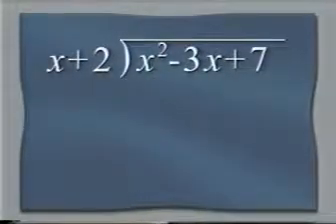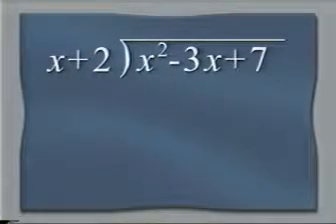We start with the highest powered term, and we divide by x. So we have x plus 2 divided into x squared minus 3x plus 7. And we divide the x into the x squared, and we multiply, and we subtract, and we bring down, just as we did in 4th or 5th grade with long division.